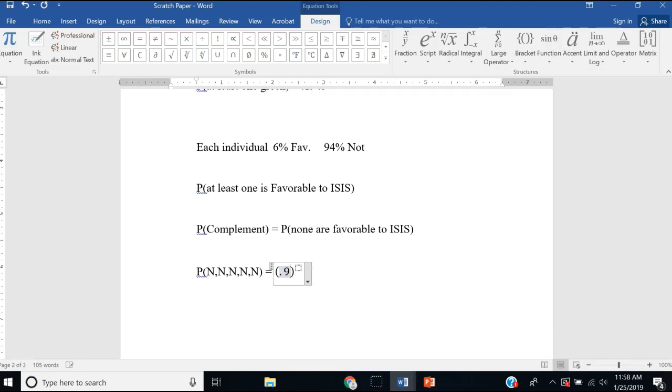So in a very similar way to what we just did earlier, we would say, well, 94% don't. So if I pick one, my first pick is going to have a 94% chance of not liking ISIS. My second pick is going to have a 94% chance of not liking ISIS. And so on and so on, 5 times over. So we're getting 0.94 multiplied times itself 5 times. In other words, 0.94 to the 5th power. And we can just type that into our calculator. 0.94 to the 5th power is 0.7339.